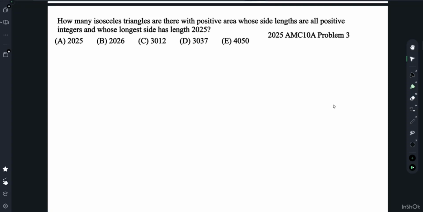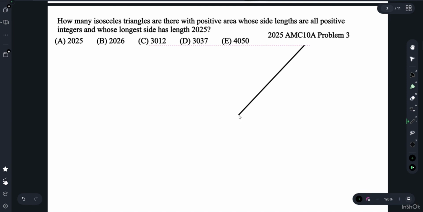Today we're going to be doing the 2025 AMC10A Problem 3. So, how many isosceles triangles are there with positive area whose side lengths are all positive integers and whose longest side has length 2025? Well, the way we're going to be doing it today is all based on the triangle inequality theorem. Well, what is that?